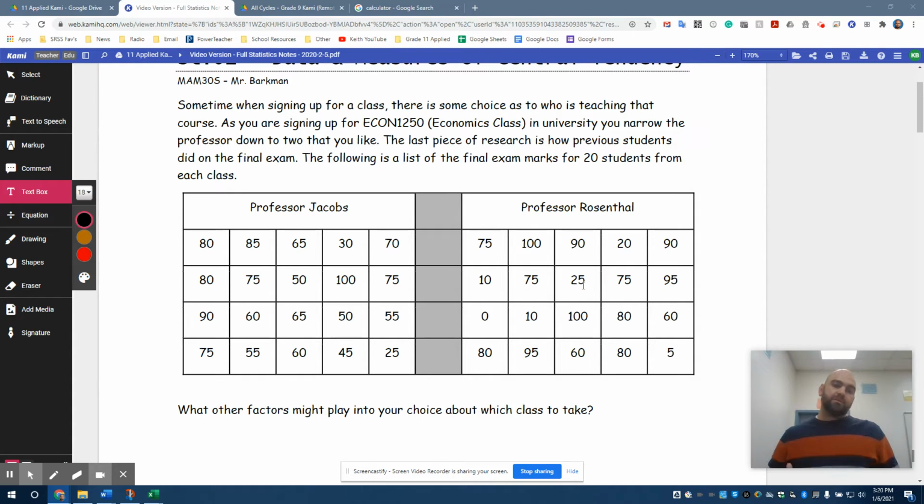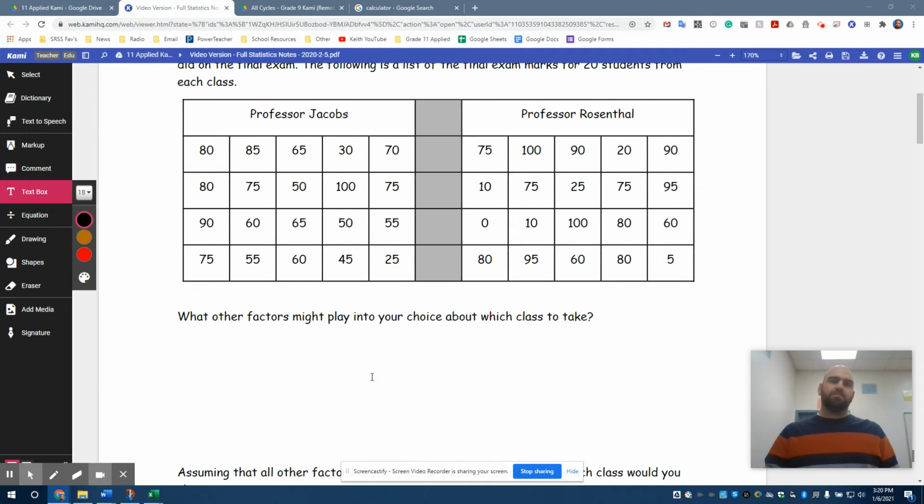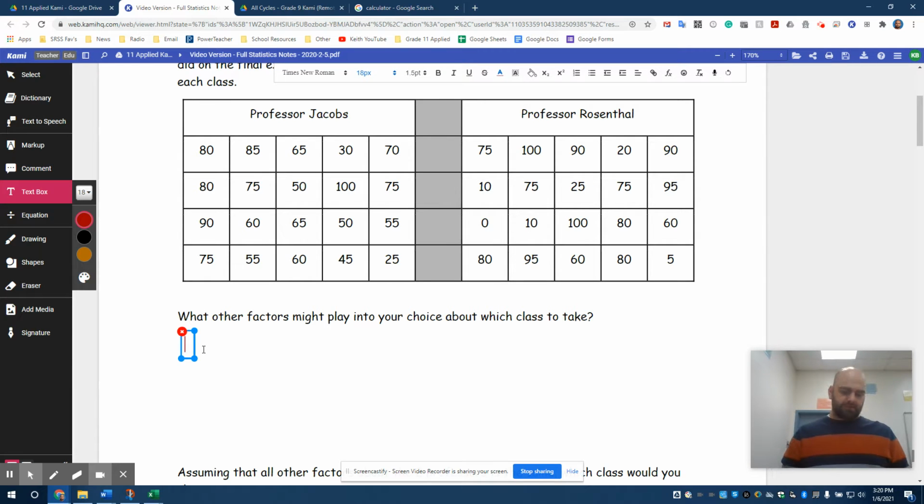Now, how well students do in class is one aspect that you might be looking at when you are deciding which teacher you want to be a part of. But there are other factors that might come into play as well, so let's take a look at a couple of them. Normally, we would go through this as a class if we were in class right now, but as I'm doing this on video, I'm just going to bring in a couple other things that previous classes of mine have come up with.